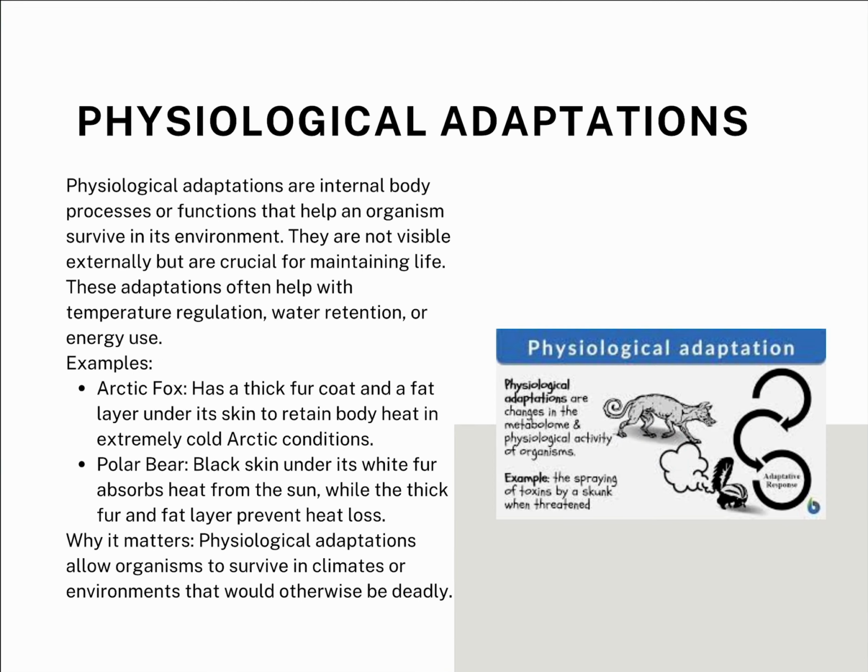Physiological adaptation. Physiological adaptations are internal body processes or functions that help an organism survive in its environment. They are not visible externally but are crucial for maintaining life. These adaptations often help with temperature regulation, water retention, or energy use. Examples: Arctic fox has a thick fur coat and a fat layer under its skin to retain body heat in extremely cold Arctic conditions. Polar bear: black skin under its white fur absorbs heat from the sun, while the thick fur and fat layer prevent heat loss. Why it matters: physiological adaptations allow organisms to survive in climates or environments that would otherwise be deadly.